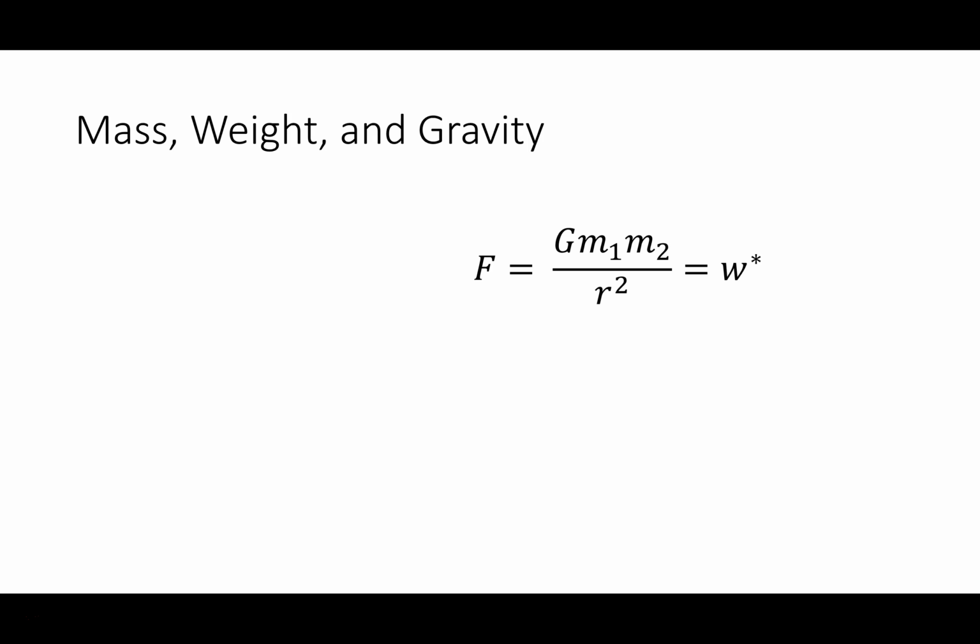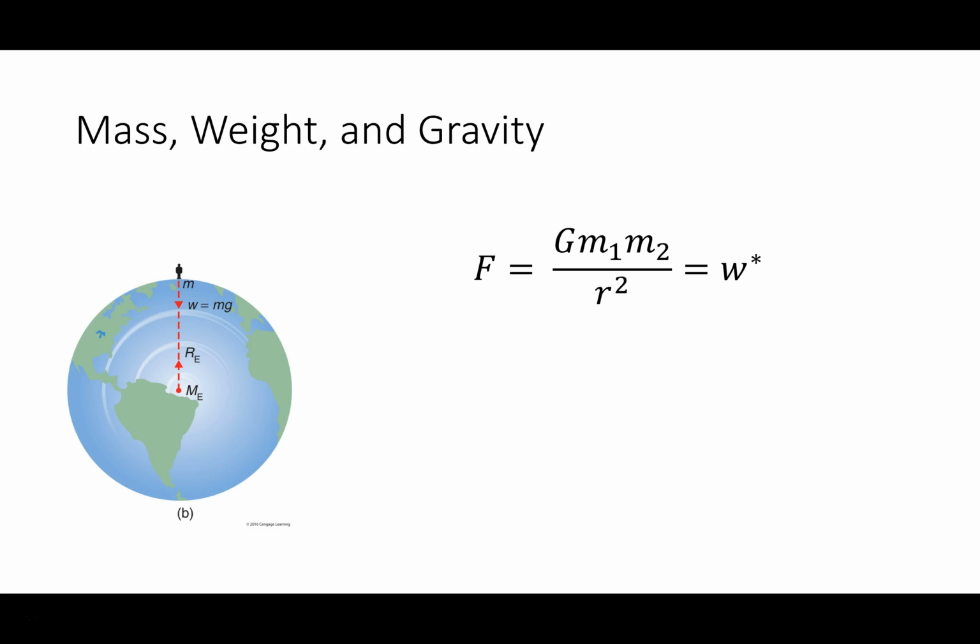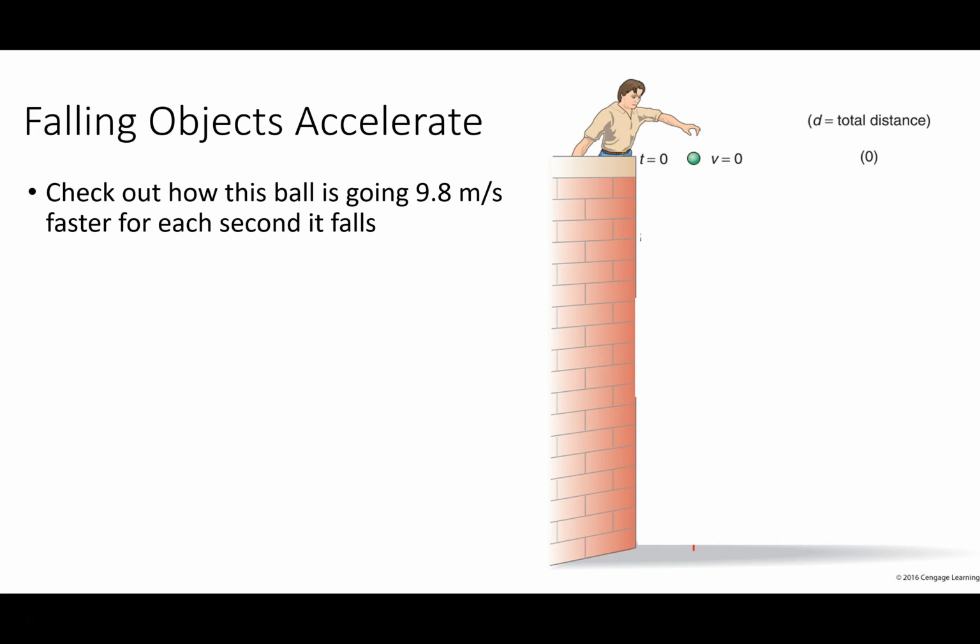So weight you can think of as being calculated this way, which is really complicated. Alternatively, we can go with weight is simply this right here. The weight of an object is equal to its mass times, on Earth, 9.8 meters per second squared. That's what that little g is. Okay? All right. So we're kind of building up to working some problems.